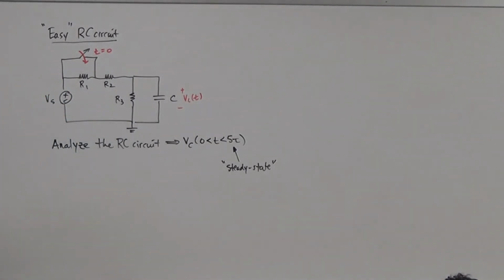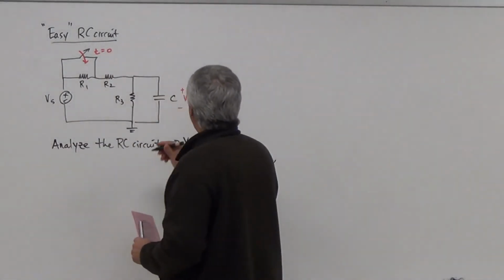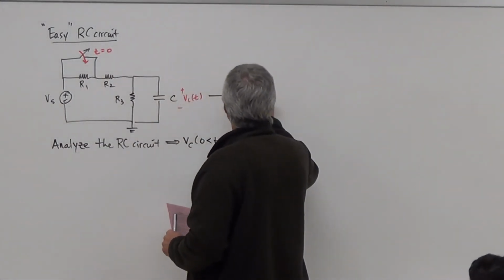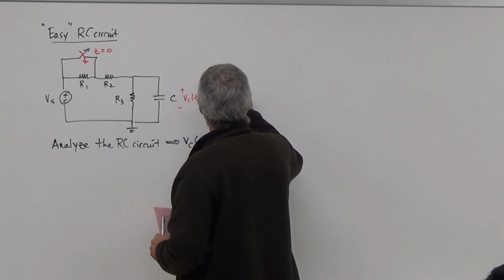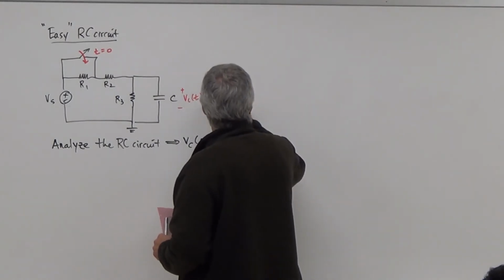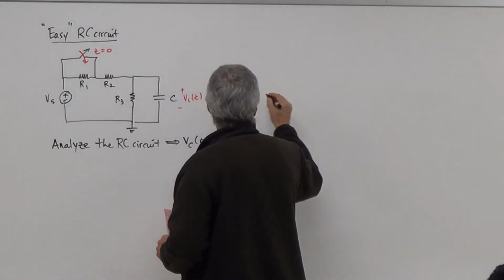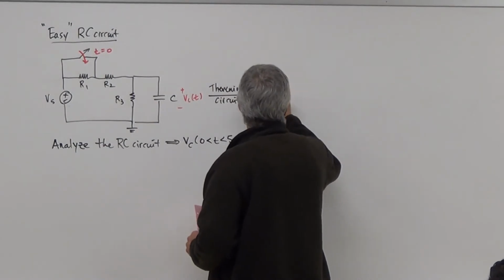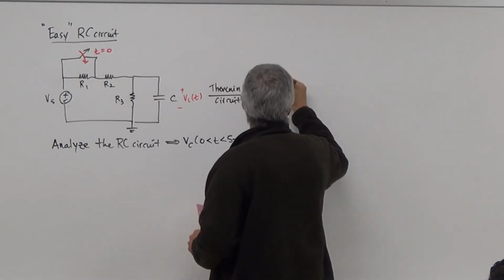So if I start to look at the behavior of this thing here, what happens is that I need a Thevenin circuit here. And if I have a Thevenin circuit, I'm after this guy right here.